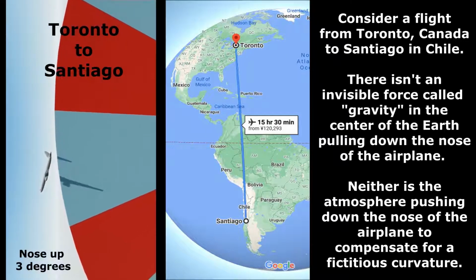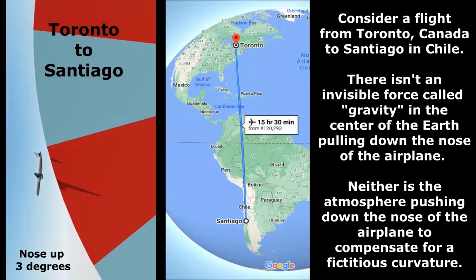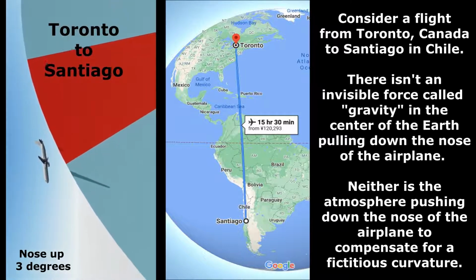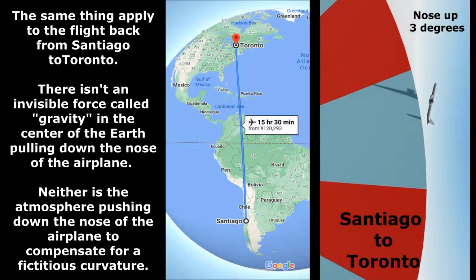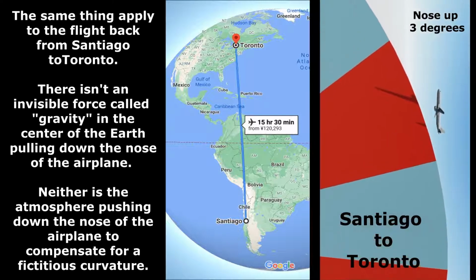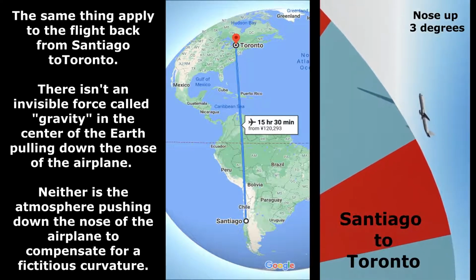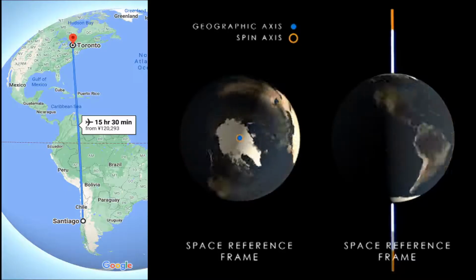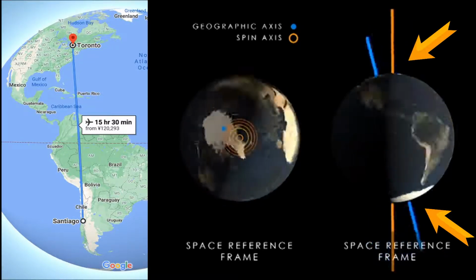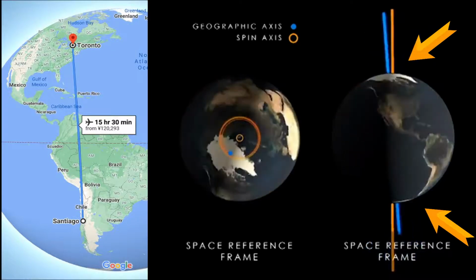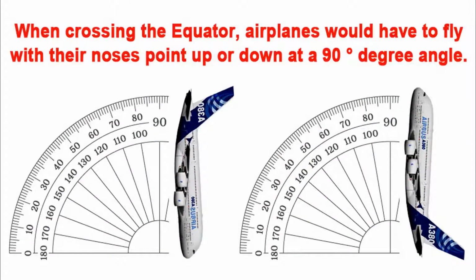Now consider this very same flight, Toronto to Santiago, Chile, with an airplane flying upside down on a ball with its nose pointing up. Or imagine the flight back from Santiago to Toronto, the same situation. The plane flying up a ball with its nose pointed up, magically adjusting for curvature. Imagine the same flight when the earth is spinning and wobbling to account for the explanation of the seasons. And consider also that when crossing the equator, those airplanes would have to fly with their nose pointing up or down at a 90-degree angle.